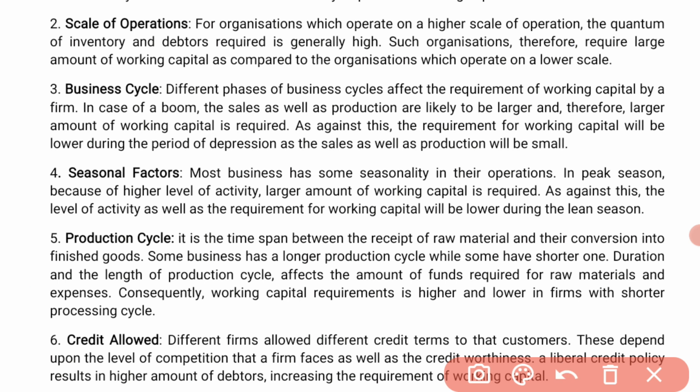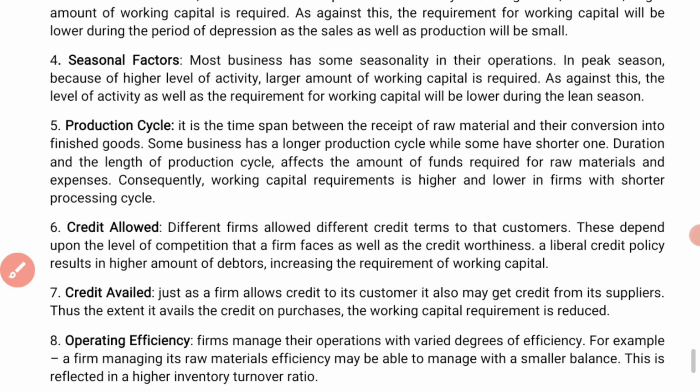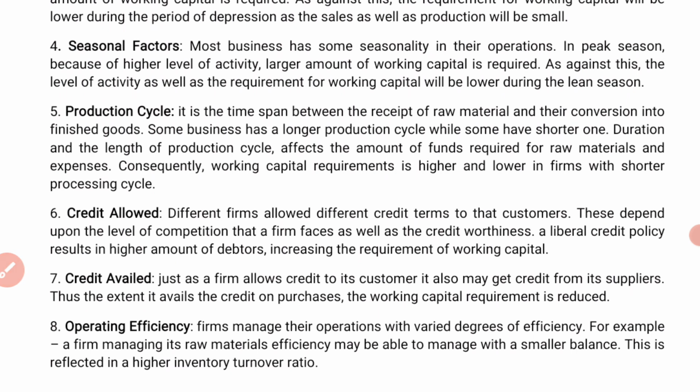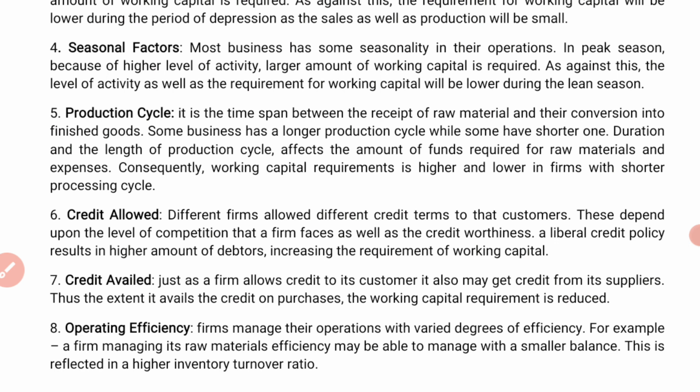So the business cycle is a process which circulates from the production department to the selling department. Here the requirement of working capital will be lower during the period of depression, as sales and production will be small. And next, that is seasonal factors. Most businesses have some seasonality in their operations. In peak season, because of a higher level of activity, a larger amount of working capital is required.